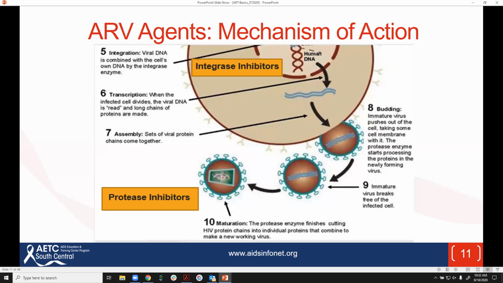Thank you so much. Okay, so what happens when the HIV RNA is now DNA and now needs to integrate into the host genome, and that's done with the HIV enzyme called integrase. And there is the class of medications called the integrase strand transfer inhibitors that act so that enzyme cannot work.